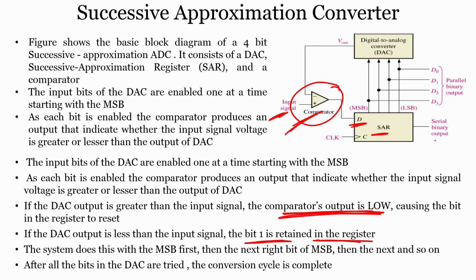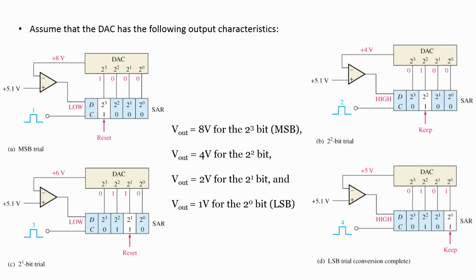Now, this is of course a register, which is shown here, and the system does this with the first MSB first and then the next. They start with the MSB, and then this one, and then this one, and finally it comes to the LSB. After all the bits in the DAC are tried, the conversion cycle is completed. So, this is V out of 8 bit volts for 2 raised to 3.